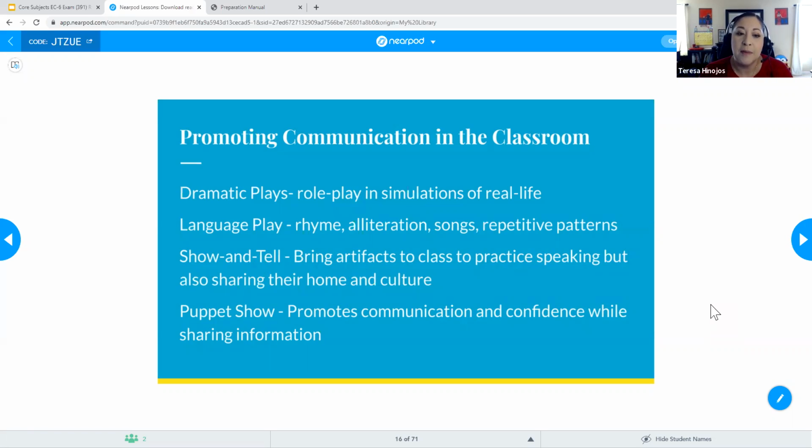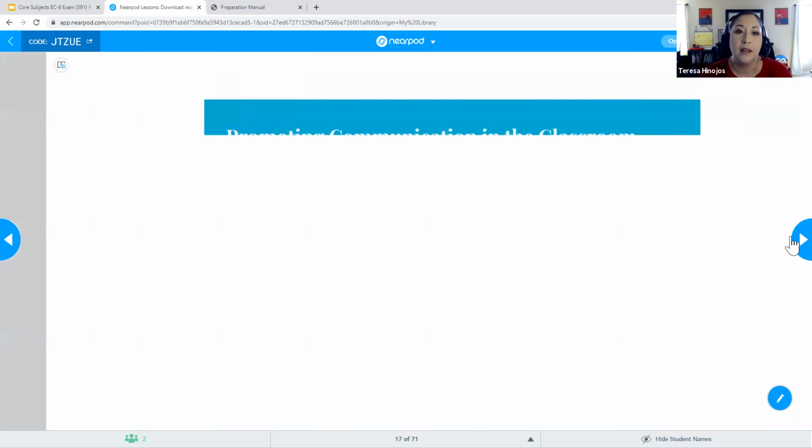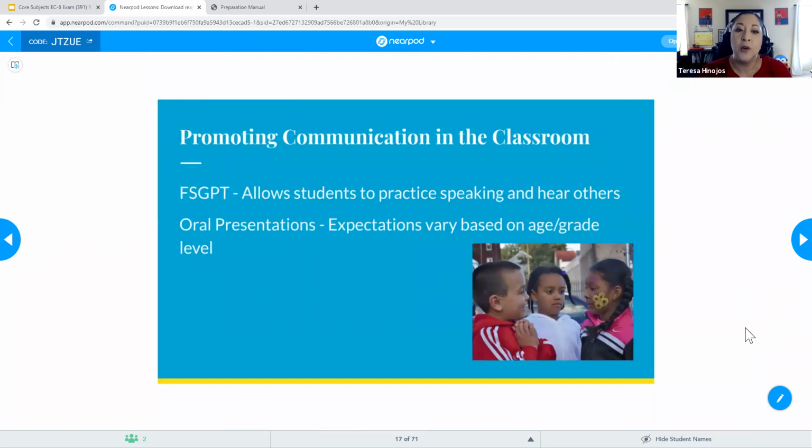Puppet shows also allow students to work on communication, but with a little more confidence, because it's not really them speaking, right? It's the puppet doing the speaking. And then, of course, we've talked about the fundamental 5 and all that, and that relates to small group interactions. So it's really important to allow students to practice speaking to each other.